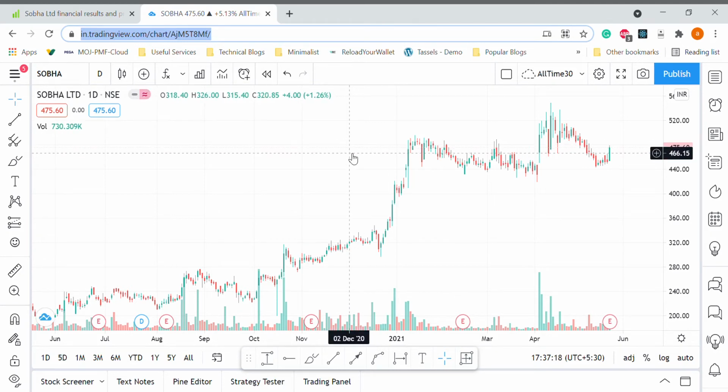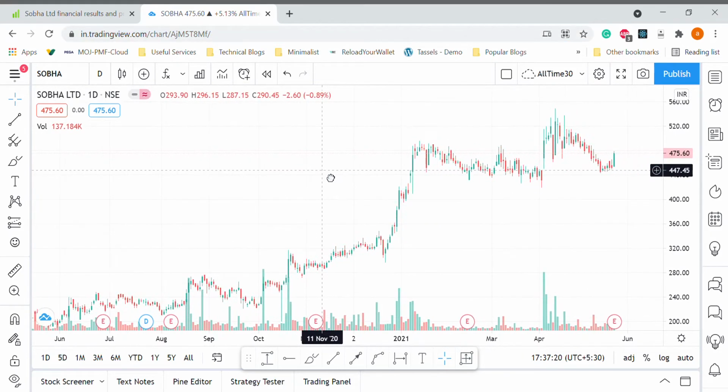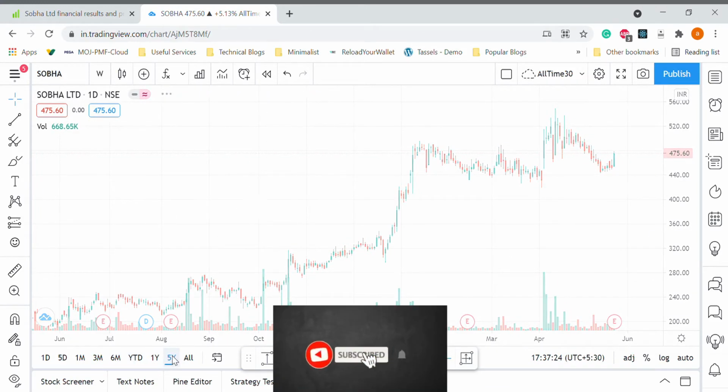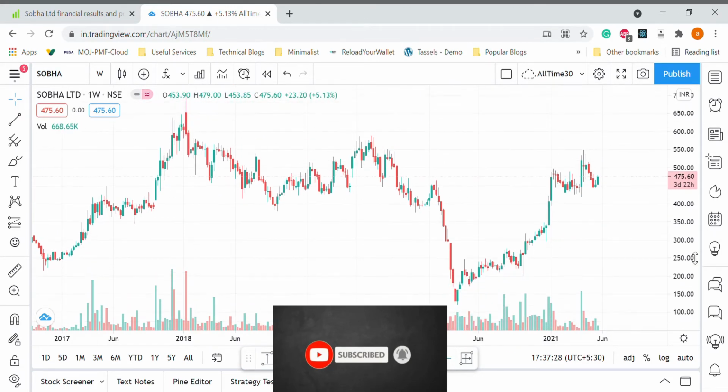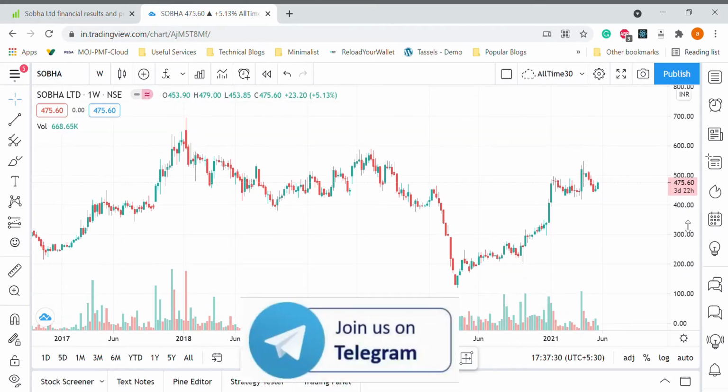So we'll jump into the chart. We'll open the chart at the level of 5 years, or long term. If you open the 5-year chart, we'll see a big pattern here. I'll try to minimize this to show you the pattern. This pattern is similar to a cup with handle pattern.